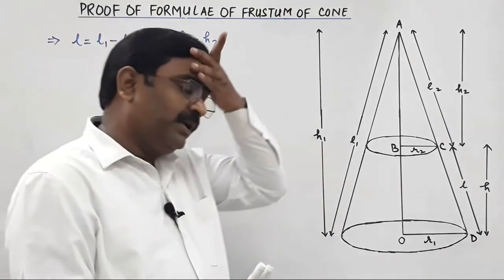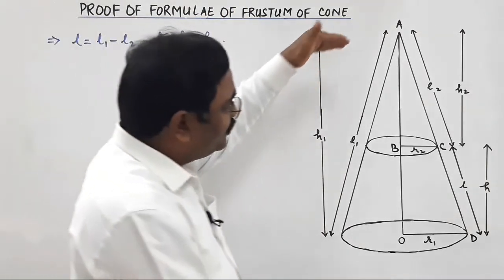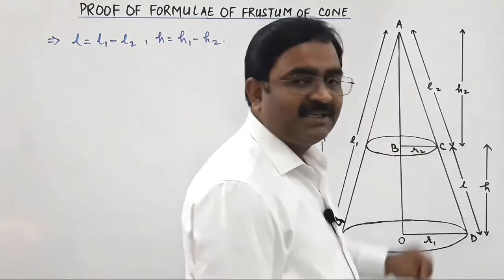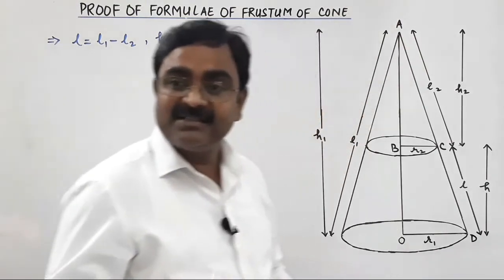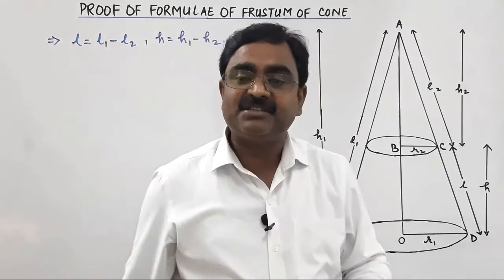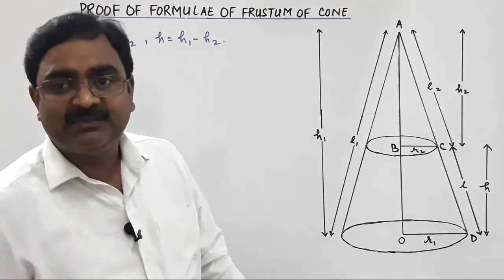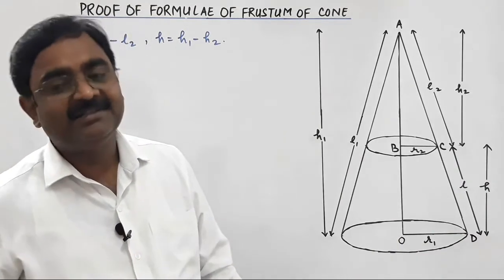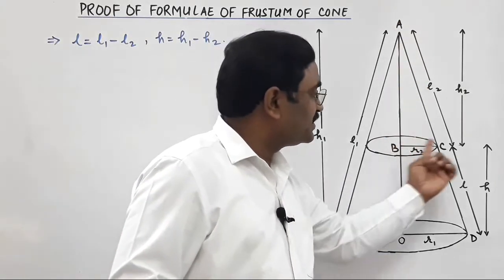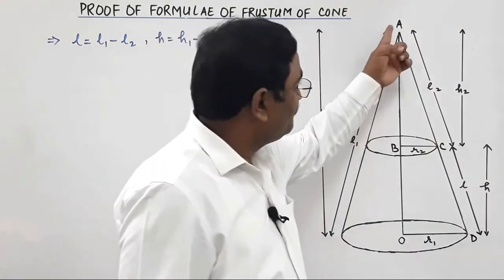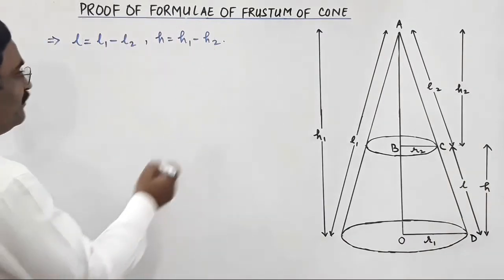So here what we are going to do, we are going to compare a few triangles in this. Here in the figure you can see triangle ABC is similar to triangle AOD. Why is it similar? Because in the similarity of triangles in the chapter Triangles you have read, for two triangles, if two angles are equal, then both the triangles are similar. So here we are getting triangle ABC is similar to the triangle AOD. Understood?